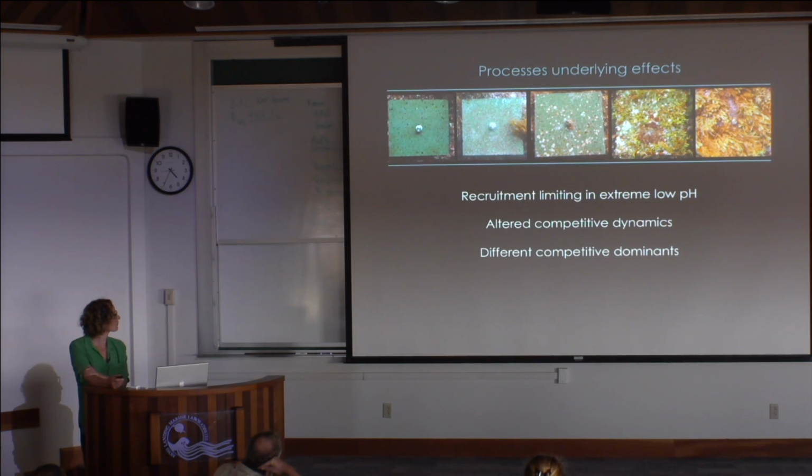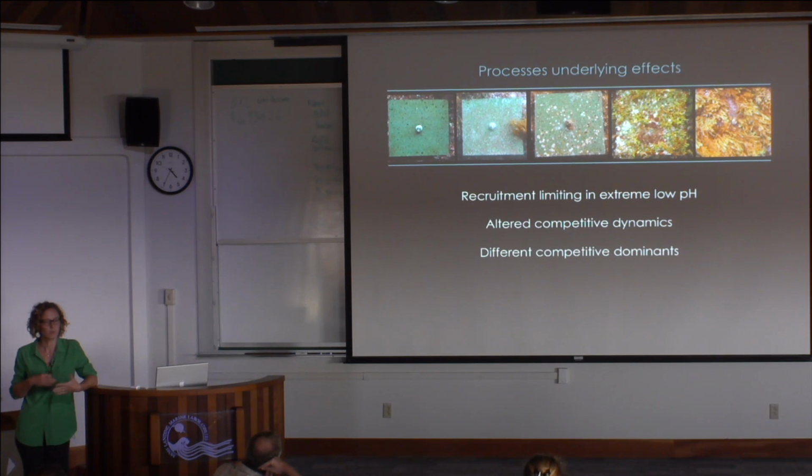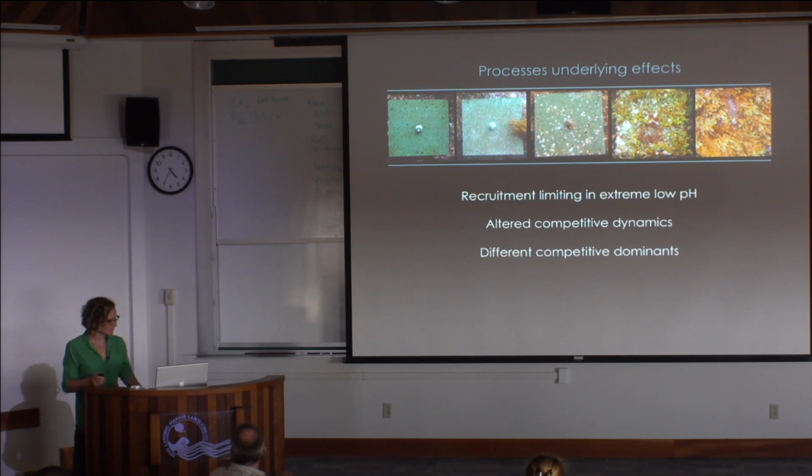So together, all of these results suggest that at least in extreme acidification scenarios, recruitment and physiological intolerance can limit the abundance of calcareous species. However, it appears that altered competitive dynamics may be a really critical factor in driving community patterns in these conditions that we're predicting for the near future. The end result is different competitive dominance. So in the extreme low pH zone, you have these fast-growing, opportunistic filamentous algae, in contrast to the ambient zone, where the calcareous species are outcompeted or overgrown by the turf algae.